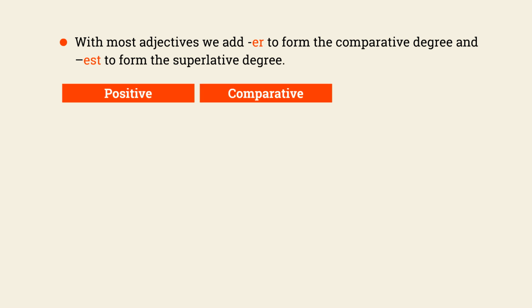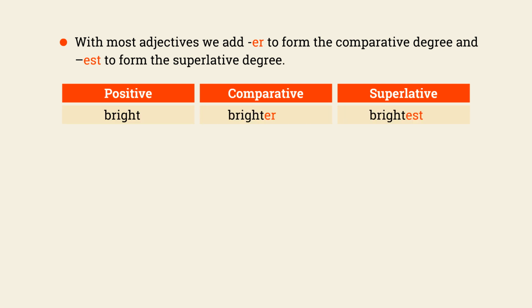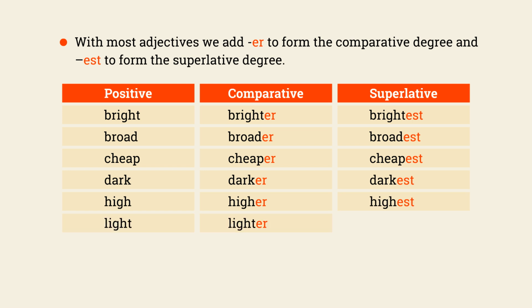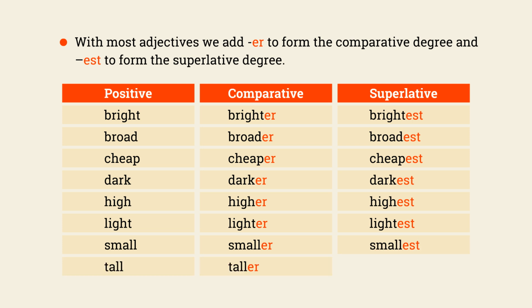Positive, comparative, superlative. Bright, brighter, brightest. Broad, broader, broadest. Cheap, cheaper, cheapest. Dark, darker, darkest. High, higher, highest. Light, lighter, lightest. Small, smaller, smallest. Tall, taller, tallest.